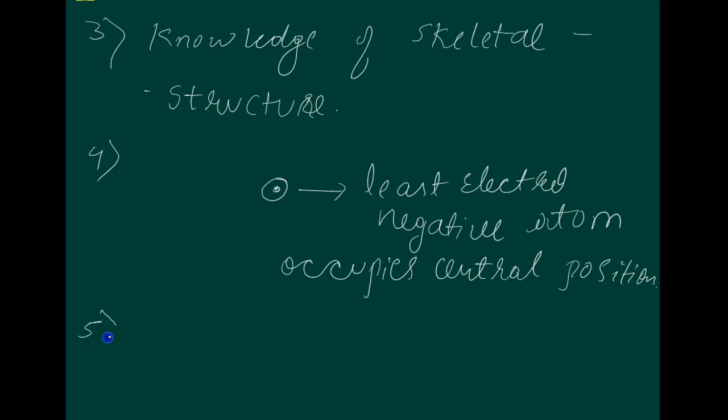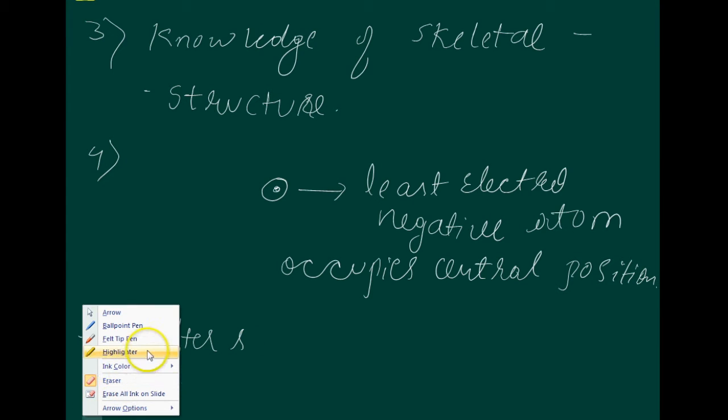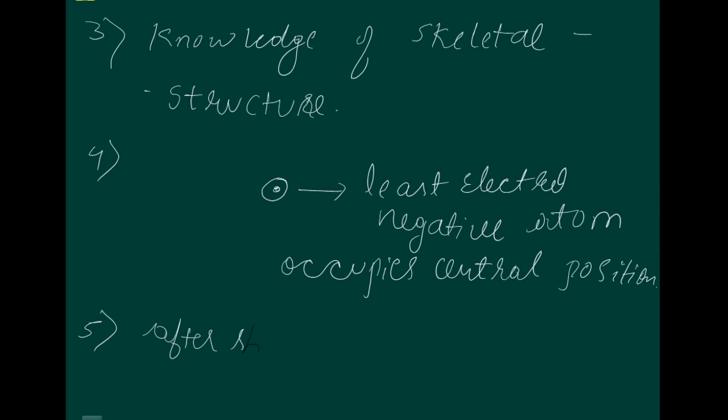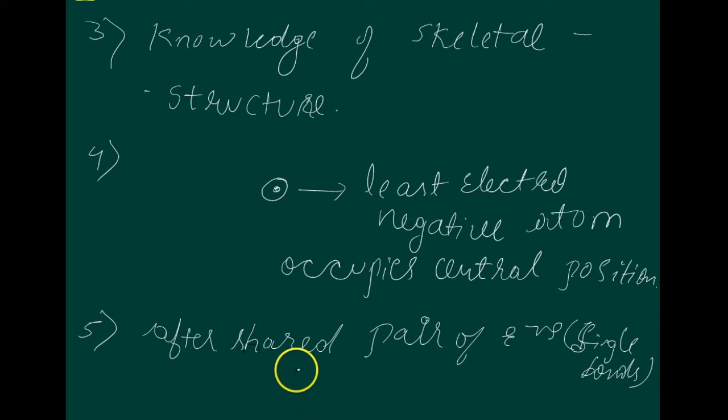The fifth one: after accounting for shared pairs of electrons for single bonds, the remaining electron pairs are either utilized for multiple bonding or remain as lone pairs. So these are the steps.